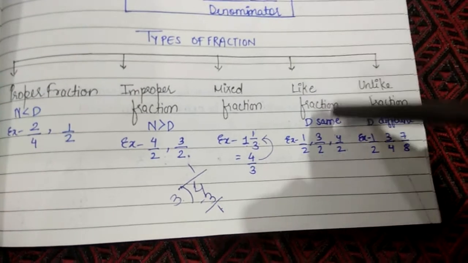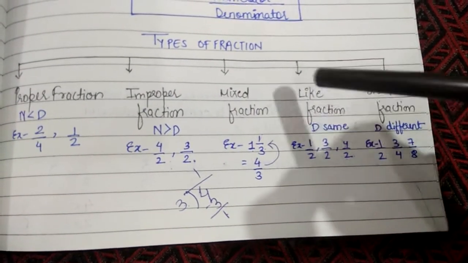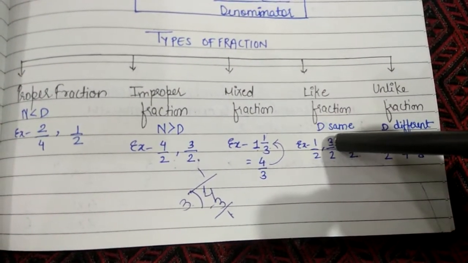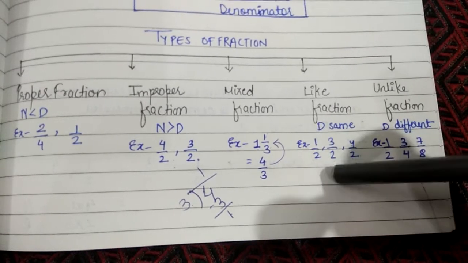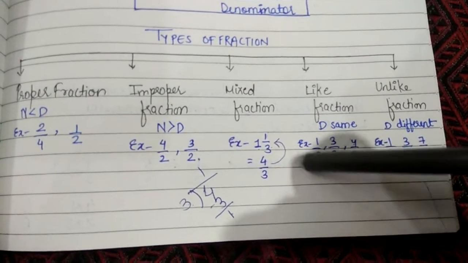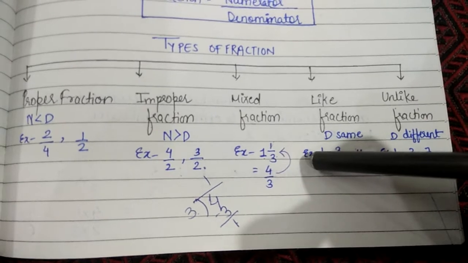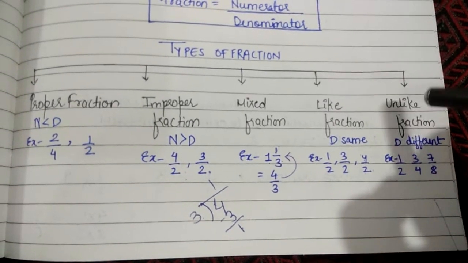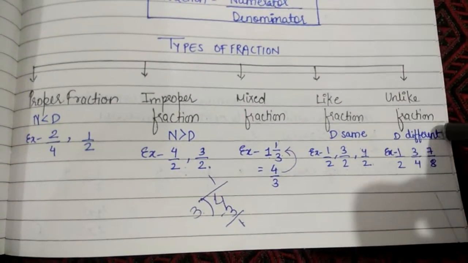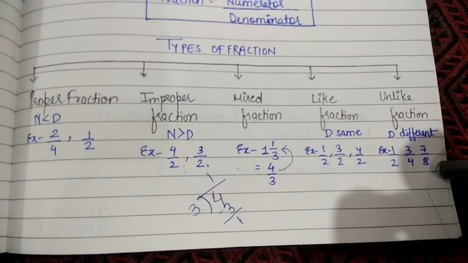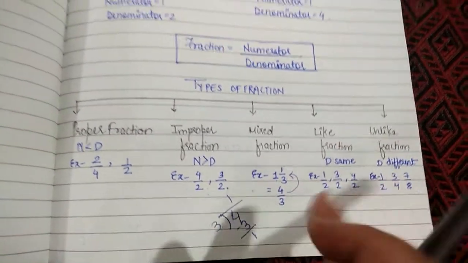And then we have like fractions, where the denominators are the same. Like fractions are those fractions whose denominators are the same. For example, 1 by 2, 3 by 2, 4 by 2, in all these three fractions, the denominator is the same. In unlike fractions, the denominators are different. Any fractions having different denominators are known as unlike fractions.